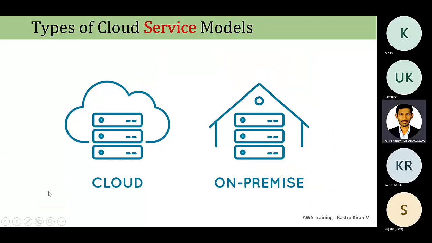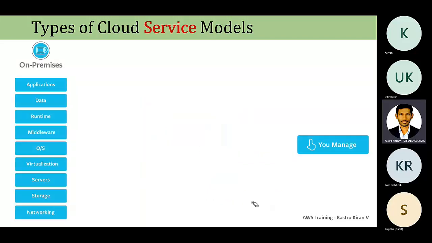Now let us see the 3 different cloud service models. Actually 4 are there, but let us focus mostly on 3, because the first one is basically an on-premises model. Let me show that. So the first one is called on-premises. On-premises is nothing but everything that is required for a company, only the company has to take care of all the maintenance. That is called on-premises.